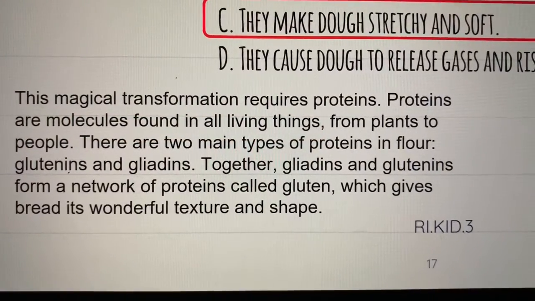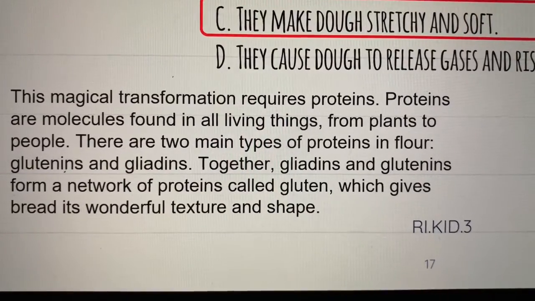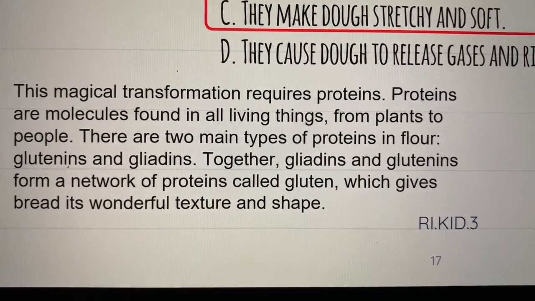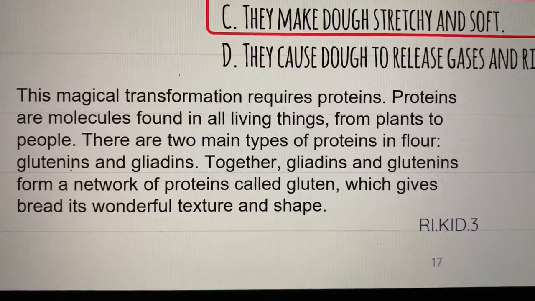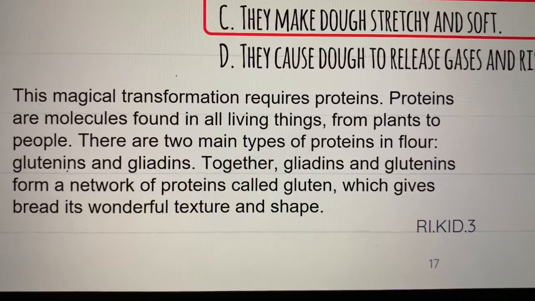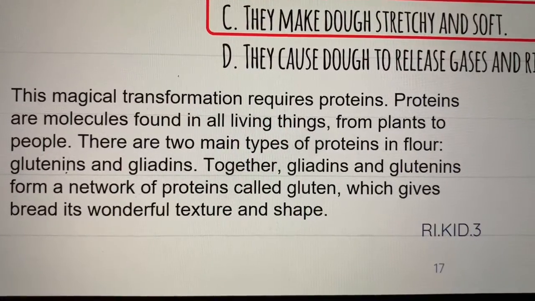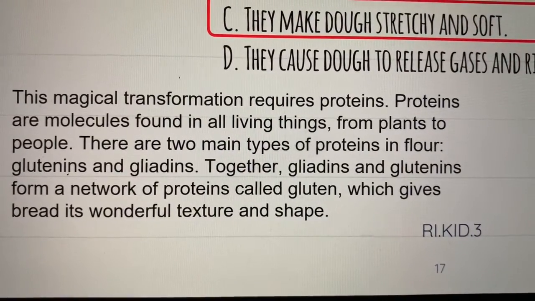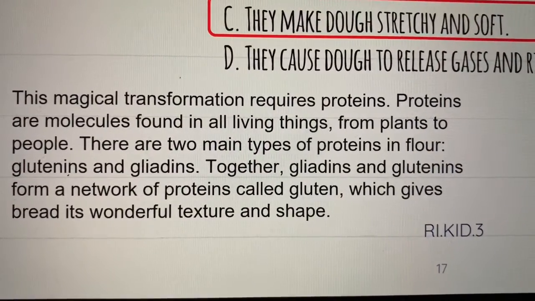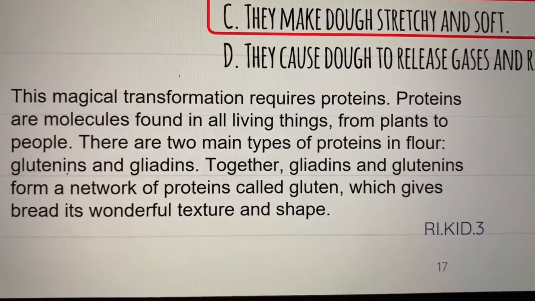Here's a reference back to the text. This magical transformation requires proteins. Proteins are molecules found in all living things, from plants to people. There are two main types of proteins in flour, glutenins and gliadins. Together, gliadins and glutenins form a network of proteins called gluten, which gives bread its wonderful texture and shape.